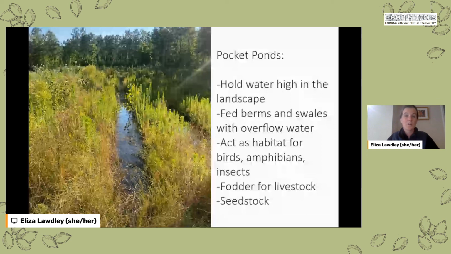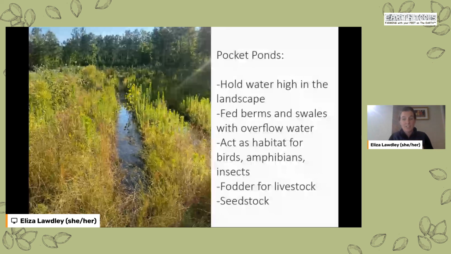So this is what we call a pocket pond in Keyline design. It's an area that's always going to hold water and that can help move water to other areas of your system. So in this case, we're holding water high up in the landscape. This is one of the highest points of our farm, which for us is 316 feet. And it feeds the berms and swales with overflow water. These berms are slightly off contour and it feeds water into other areas of the property.